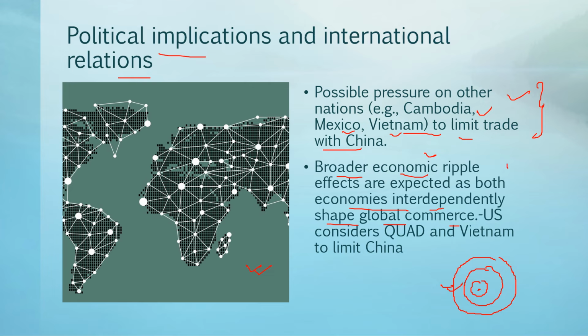So obviously that economic ripple is going to happen, and the US considers Quad and Vietnam to limit China. So जो यूएस है अपने एलाइज को, जैसे क्वाड है, क्वाड में ऑस्ट्रेलिया है, इंडिया है, जापान है, यूएस है, सो ये अपने यूएस जो है इनको अपने साइड करके परसुएट करेगा कि वी शुड गो ऑन विद दिस पर्टिकुलर अप्रोच और विद दिस पर्टिकुलर पॉलिसी व्हेन इट कम्स टू चाइना. और जो वियतनाम है उसको भी परसुएट करेगा टू लिमिट चाइना. सो this is about the political and international relations, right?